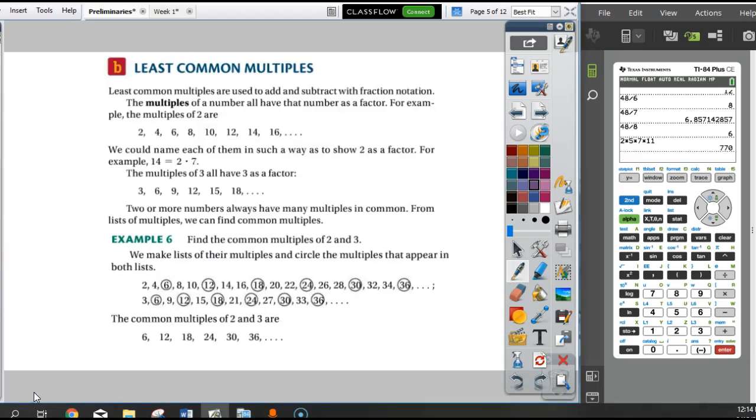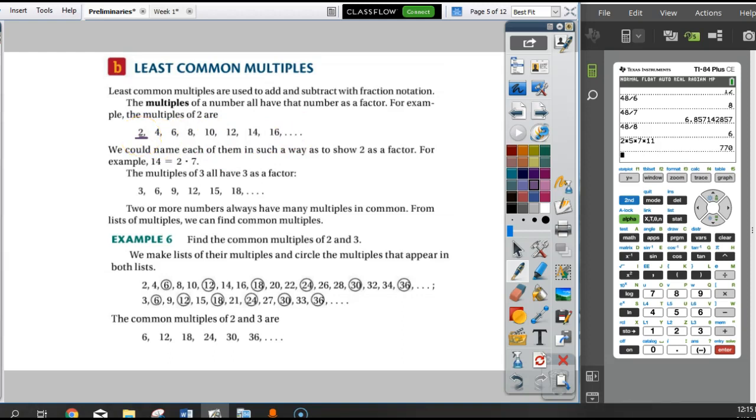Next, we're going to look at least common multiples. So multiples are kind of like the opposite of a factor. And so multiples of 2 are numbers that 2 can go into evenly. So 2, 4, 6, 8, 10, 12, 14, 16. It's an infinite list. And so 2 through 16 are examples of multiples of the number 2.